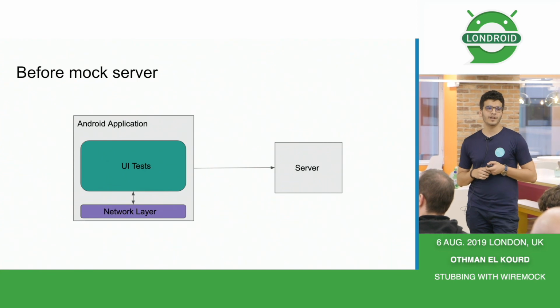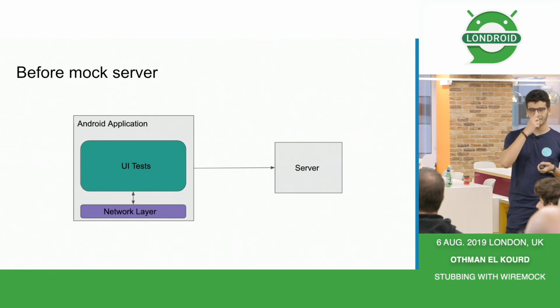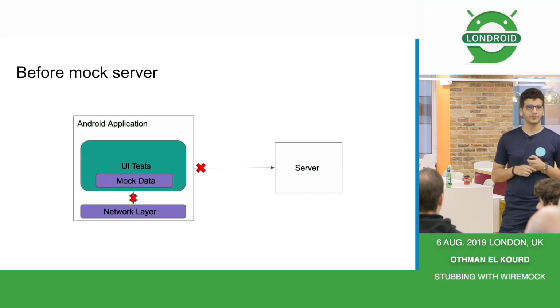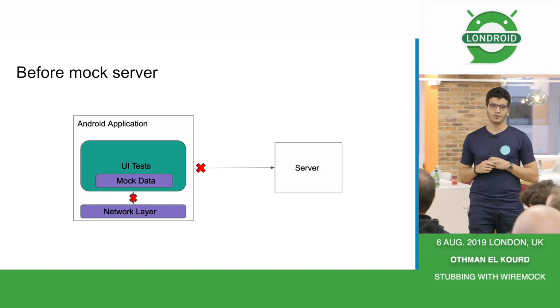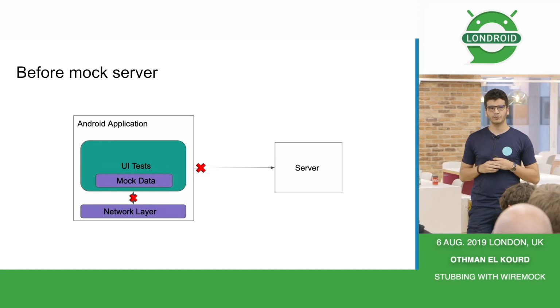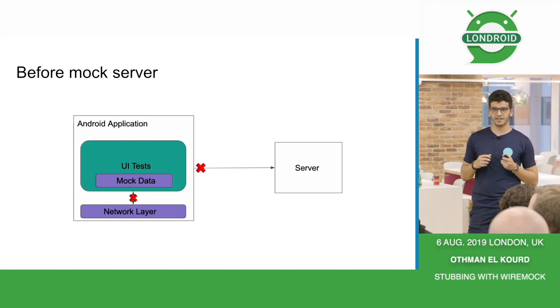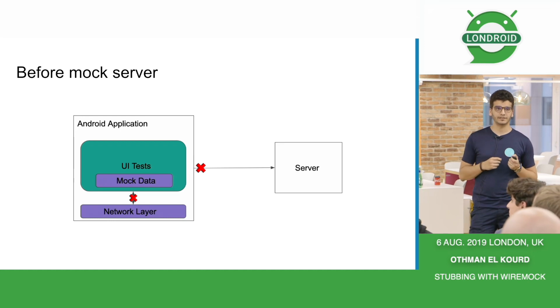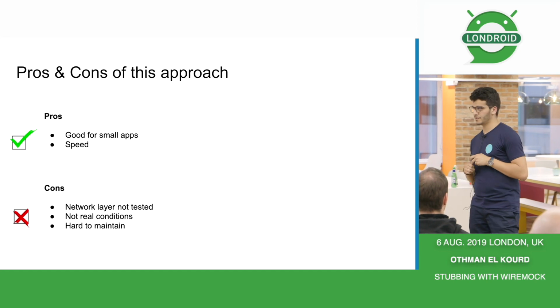As you can see here, we have our UI tests and we have our network layer. What we did was introduce a layer of mock data. We used Mockito to mock our domain objects. And in this case, as you can see, our network layer wasn't tested, which is very bad. Here are some pros and cons of this approach.